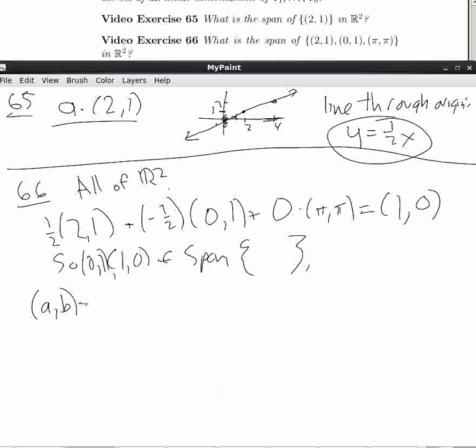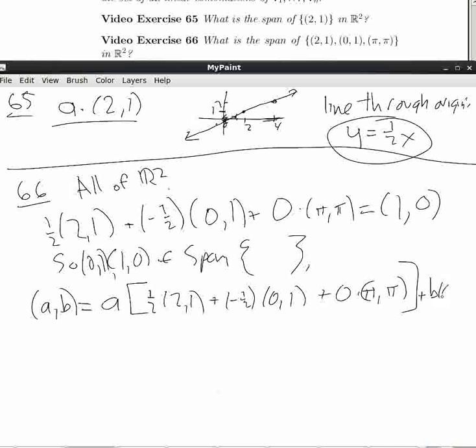So if you have these two things, you see that any element (a, b) is going to be equal to a times the thing I just did up here, 1/2 times (2, 1) plus negative 1/2 times (0, 1) plus 0 times the third, plus b times (0, 1). So maybe just combining this a little bit, you go a over 2 times (2, 1) plus negative a over 2 plus b times (0, 1) plus 0 times the third.